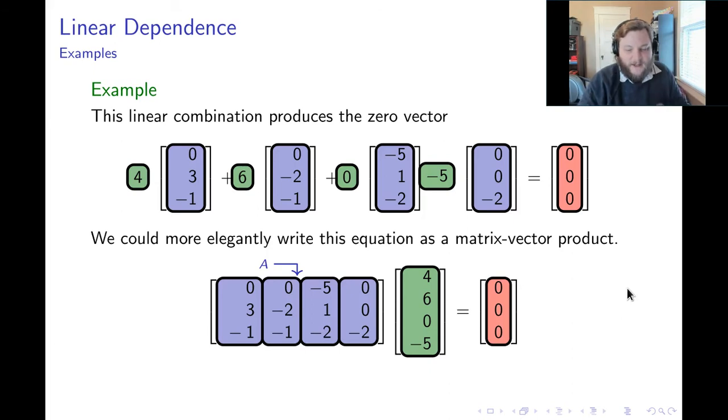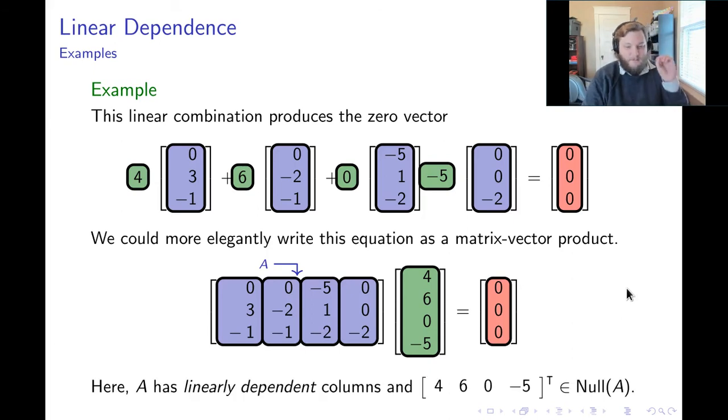The punchline here is that the matrix we just created, A, has linearly dependent columns. And the way that we are verifying this is by noting that the vector 4, 6, 0, negative 5 is in the null space of this matrix. When we multiplied this matrix by this vector, we produced the 0 vector. And the interesting thing about the vector we're multiplying by here is that at least one of the coordinates is not equal to 0. And in fact, here, 3 of the 4 coordinates are not equal to 0.